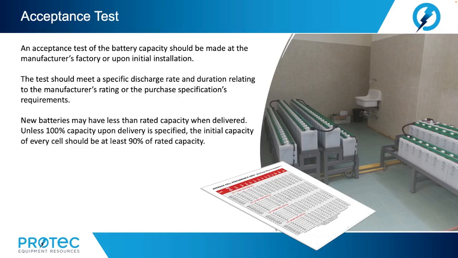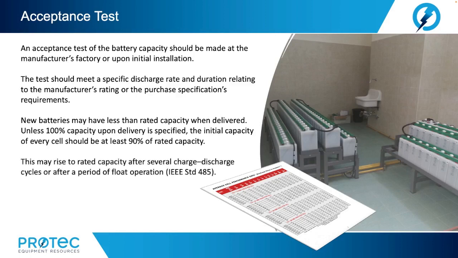New batteries may have less than rated capacity when delivered. Unless 100% capacity upon delivery is specified, the initial capacity of every cell should be at least 90% of rated capacity. Now, this may raise to rated capacity after several charge-discharge cycles or after a period of float operation. And we see this statement made in the IEEE 485 document.